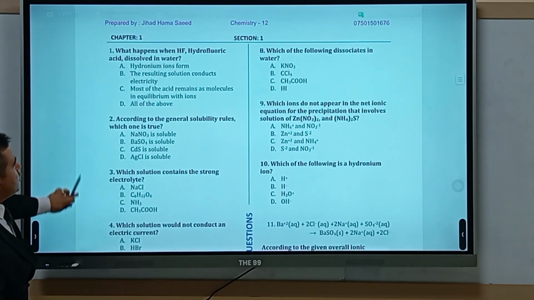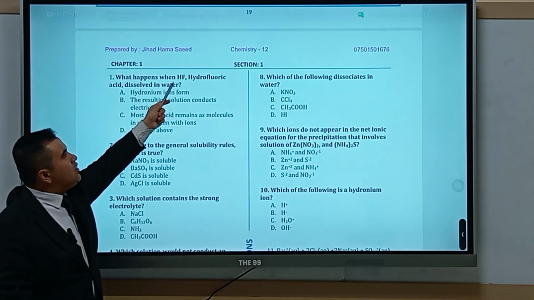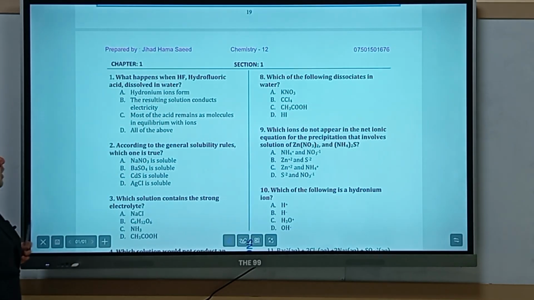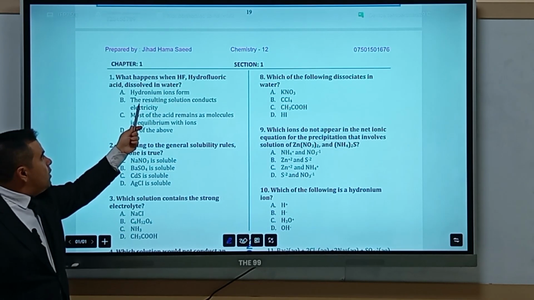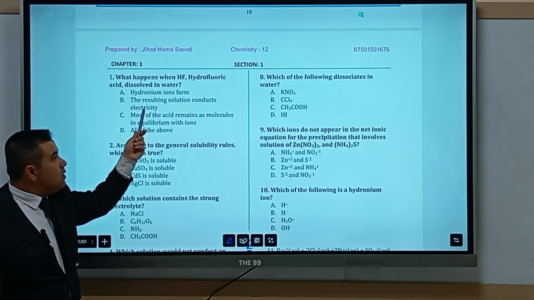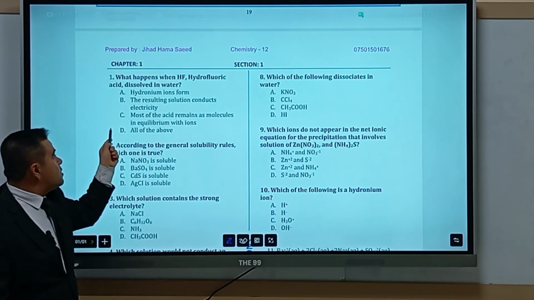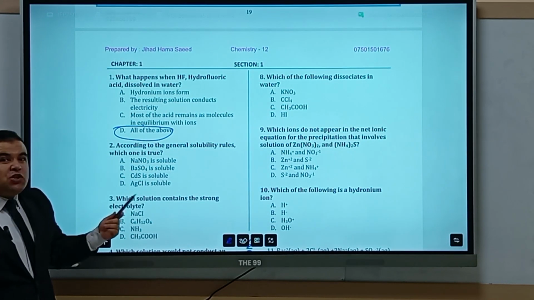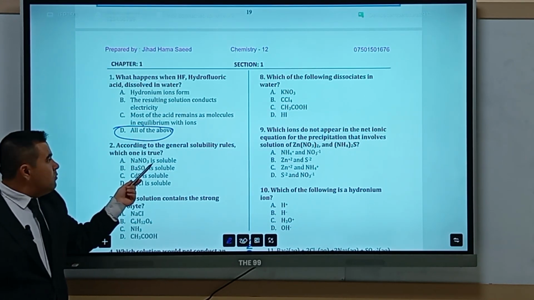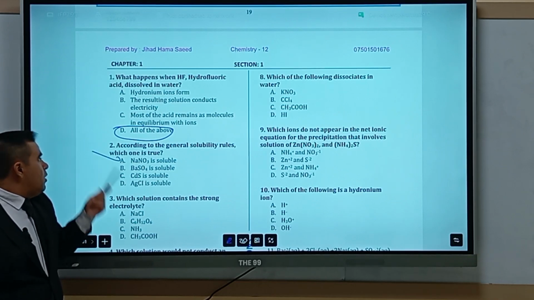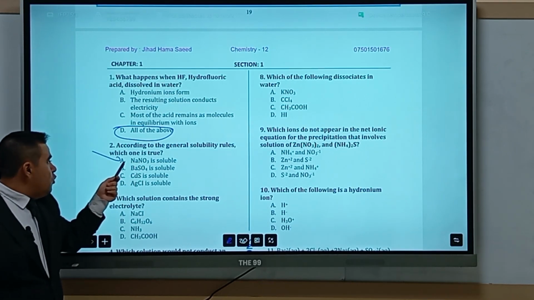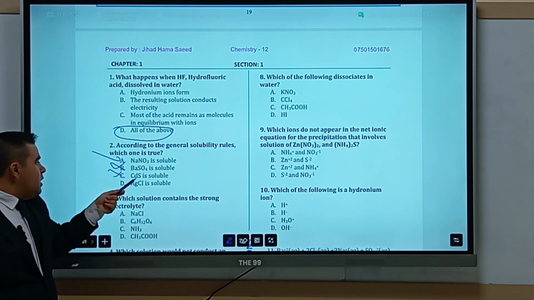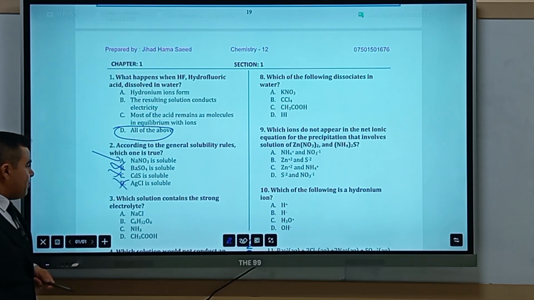Guys, here we have got some questions. What happens when HF, hydrofluoric acid, is dissolved in water? Hydronium forms? Yes, of course. The resulting solution conducts electricity? Yes. Most of the acid remains as molecules? Yes, so all of the above is correct. According to the general solubility rules, which one is true? Any NO3 is soluble, sodium, yeah, it's true. Barium sulfate is soluble? No, it's insoluble. Cadmium sulfide is soluble? No, it's insoluble. AgCl is soluble? No, it's insoluble.